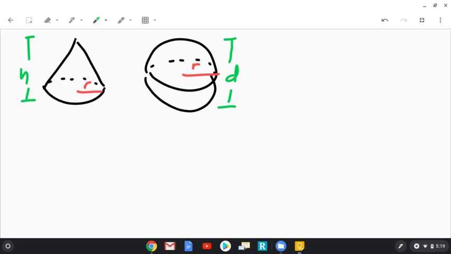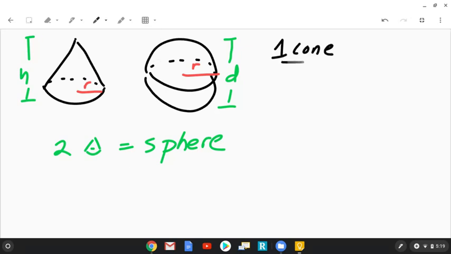So how does that help me? Well, if we looked at that video, we knew that 2 of the cones equaled the volume of your sphere. When they filled up 2 of the cones with water, it was equivalent to the volume of the sphere. So let's talk about how they're related then. If I think of one cone, I know the volume of one cone is 1/3 pi r squared h. That would be one cone.